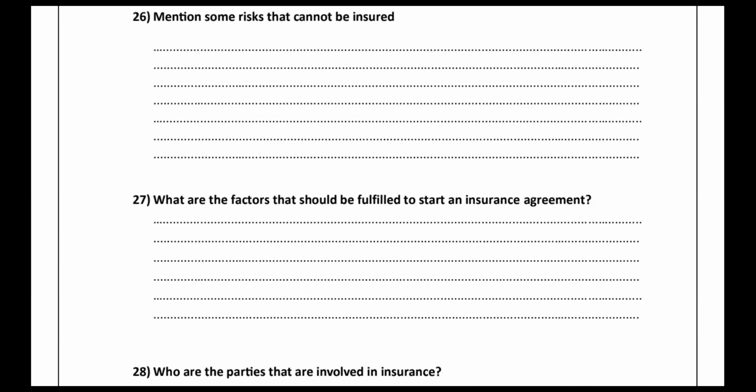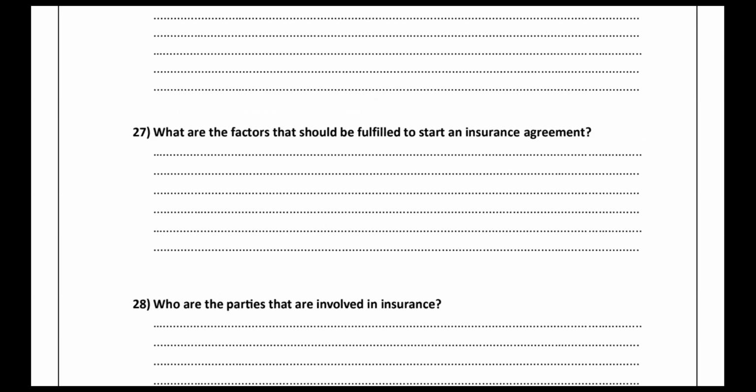Okay, so what are the factors that should be fulfilled to start an insurance agreement? What is this insurance agreement? It is a written agreement. This agreement takes place when an insurance proposal form is presented by the person. Let's say there's an insured. He is presenting an insurance proposal form.